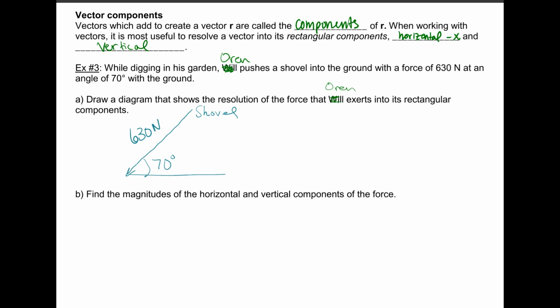Okay. Draw a diagram that shows the resolution of force. So here is the y component of the force.